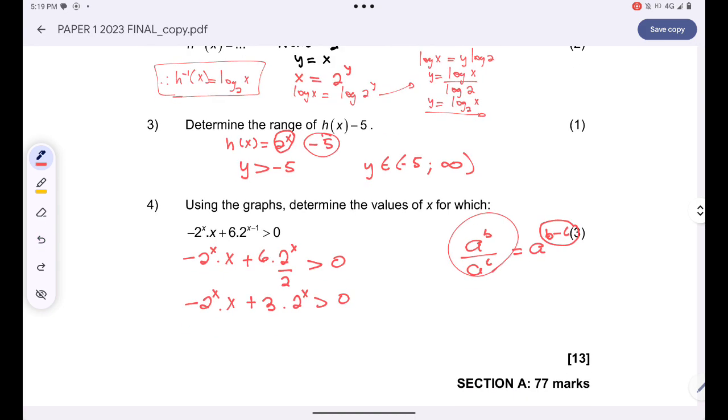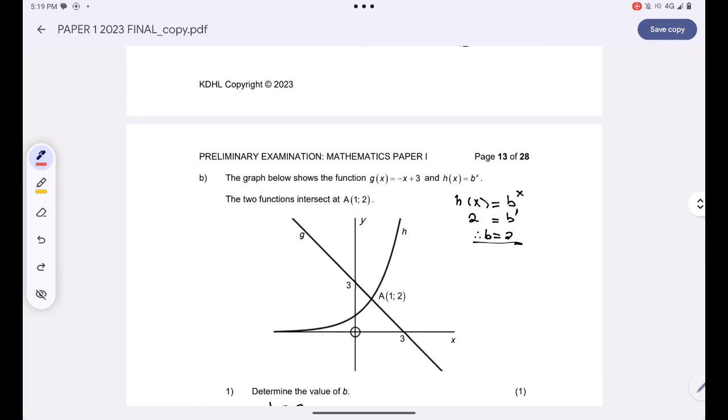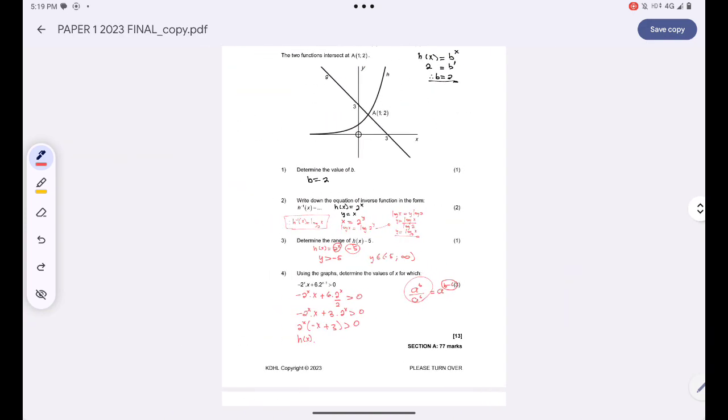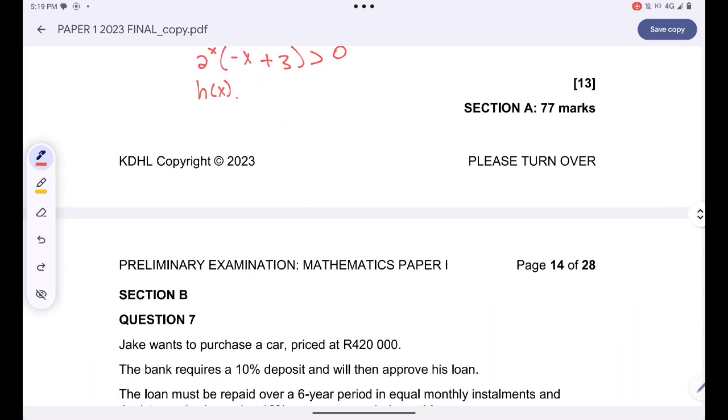I can take out a common factor, which is just 2 to the power x. Are you together? Whenever I take out 2 to the power x, I will be left with negative x plus 3 is greater or equal to 0. Negative x plus 3, né? I know that 2 to the power x, that's just h of x. And then negative x plus 3 is the other graph that you are given there, which is g of x.